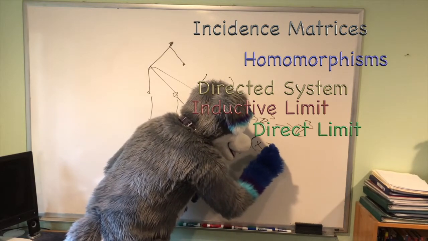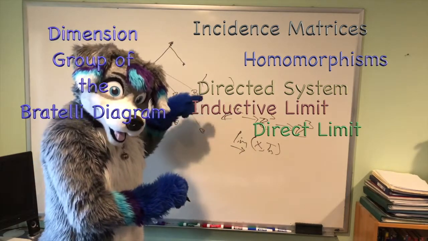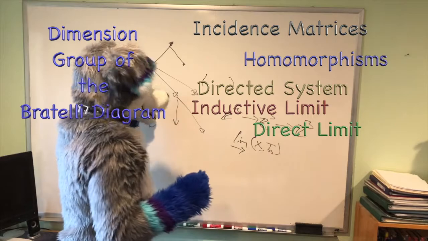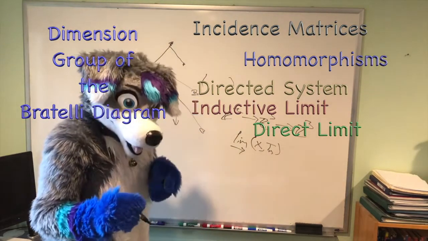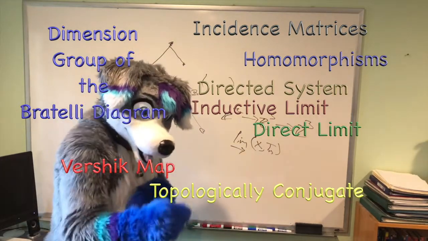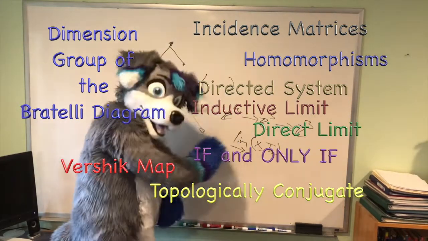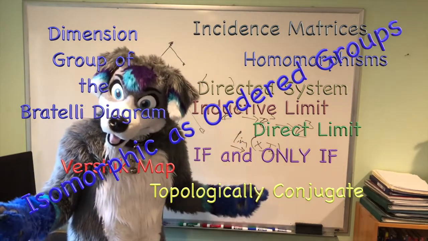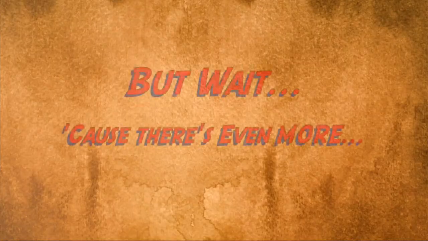Here, I'll just use this as your maps. And if you look at this, this is what's called the dimension group of the Fratelli diagram. Now, what's really cool is that two Fratelli diagrams are topologically conjugate, once you consider the Vershik map on the Fratelli diagrams, if and only if the two dimension groups are isomorphic as ordered groups. Now that's pretty cool.